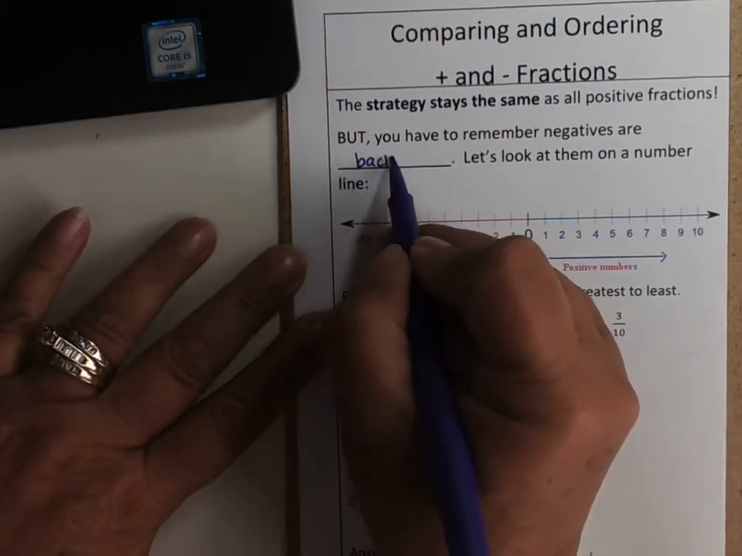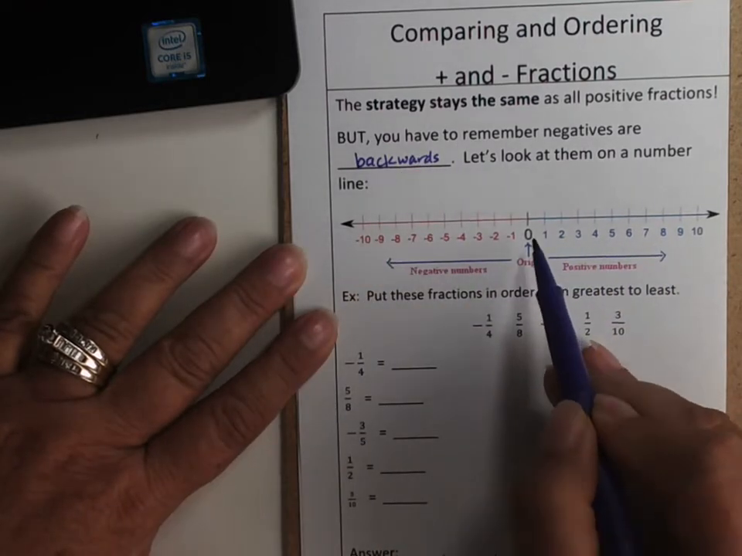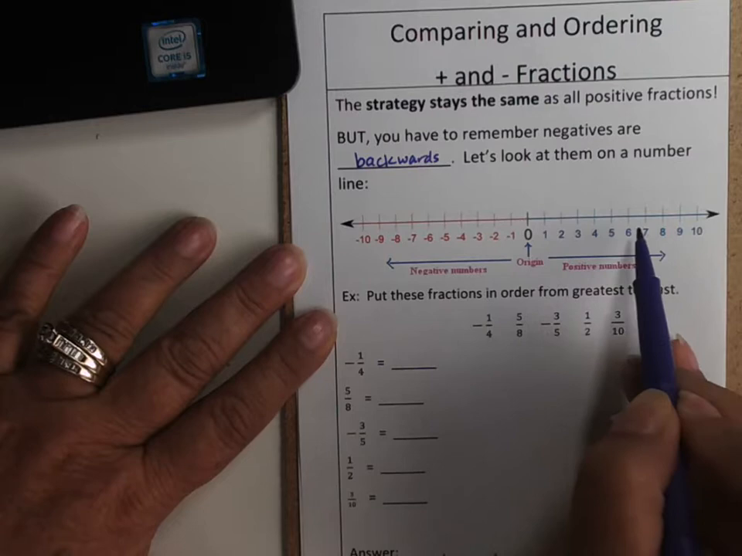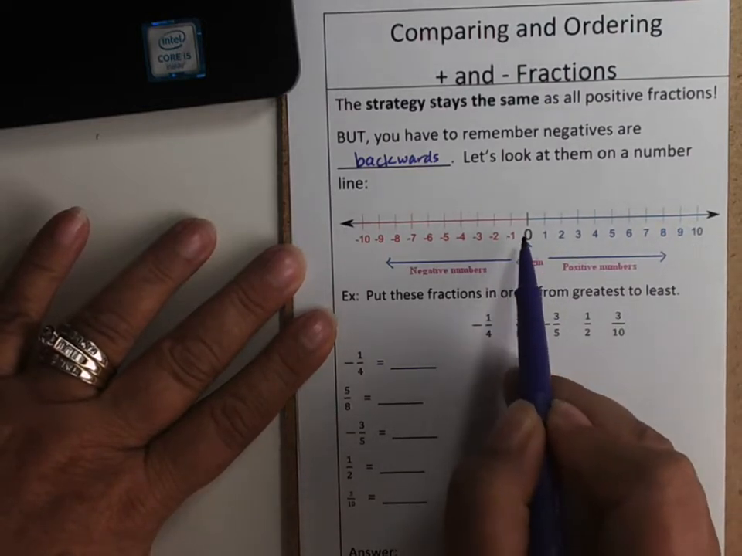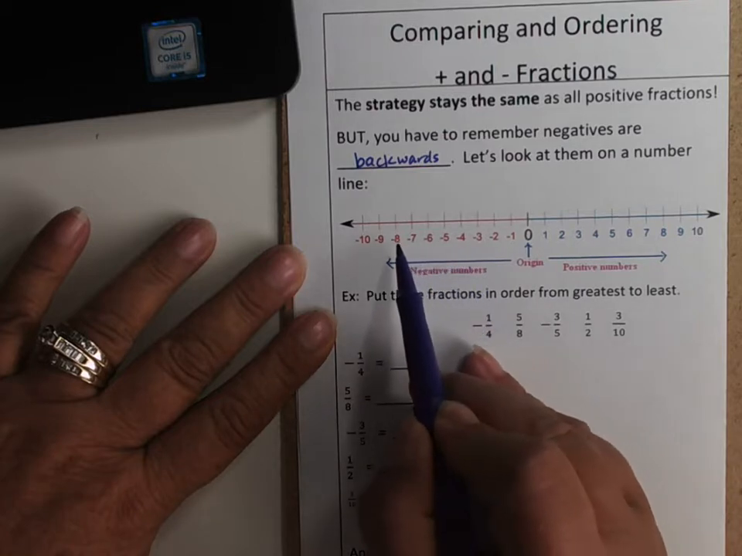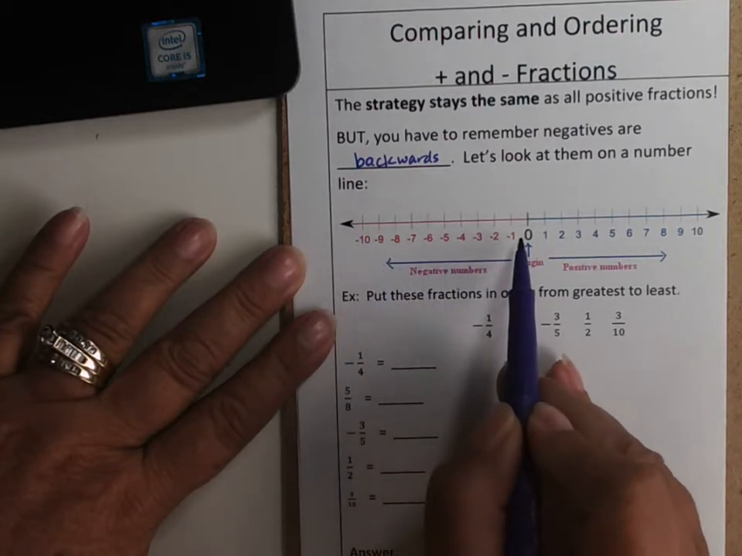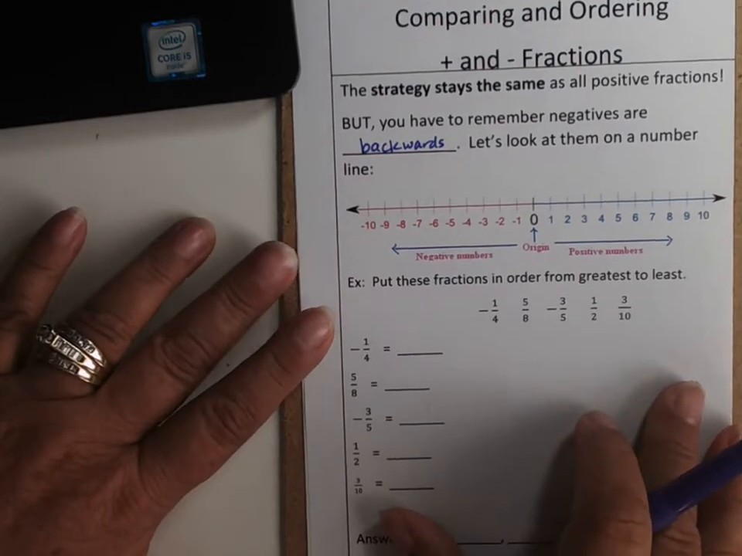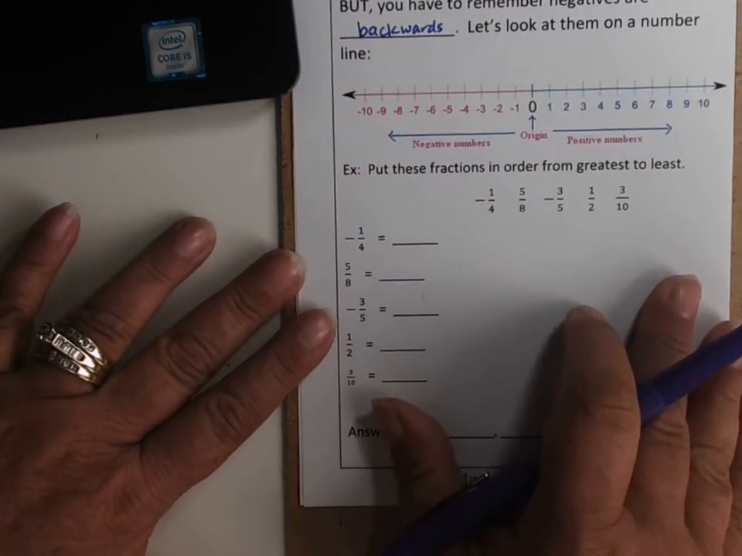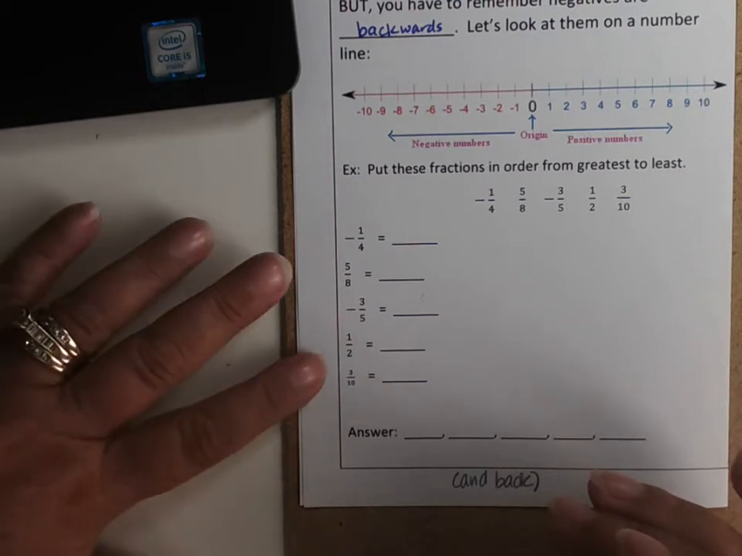Okay, so if you look at them on a number line, they go from 1, 2, 3, 4, 5, 6, 7 up to 10. If you go into the negatives, you go 1, 2, 3, 4, 5, 6, 7, 8, 9, 10. So negative 10 is worse or smaller than negative 1. All right, so we're going to put these in order greatest to least. We want to change them to decimals or percents.